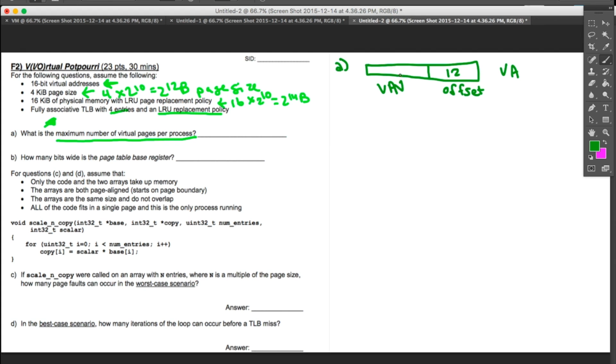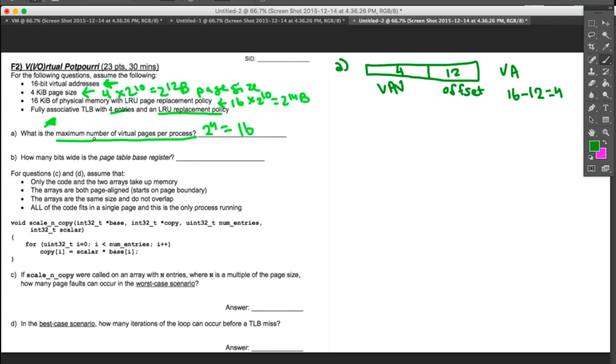And how do we determine how many bits go to our virtual page number field? Well, that's just the number of bits in total for our virtual address space, which is 16, minus the bits dedicated for the offset field, which is 12. So 16 minus 12 is 4. So we need 4 bits for a virtual page number. So the maximum number of virtual pages within that process is going to be 2 to the 4, which is 16.